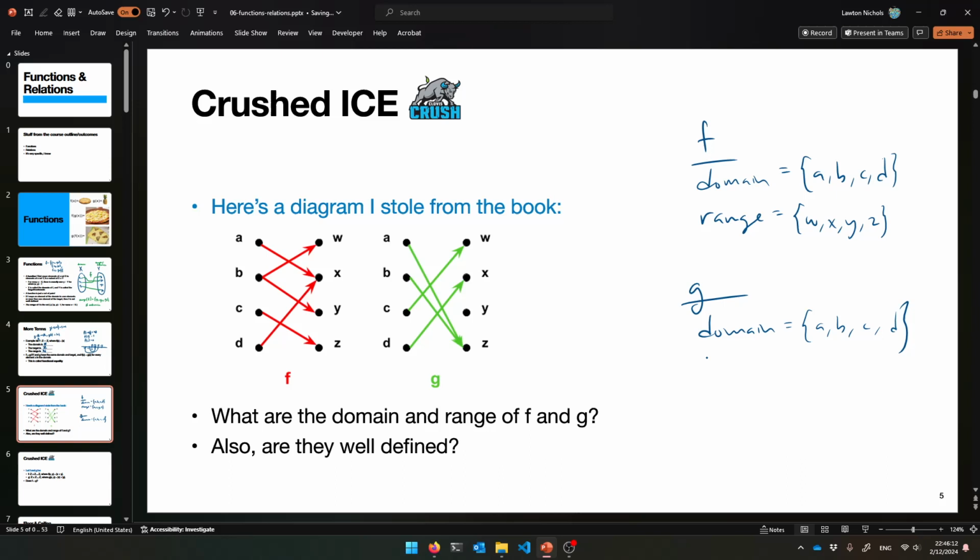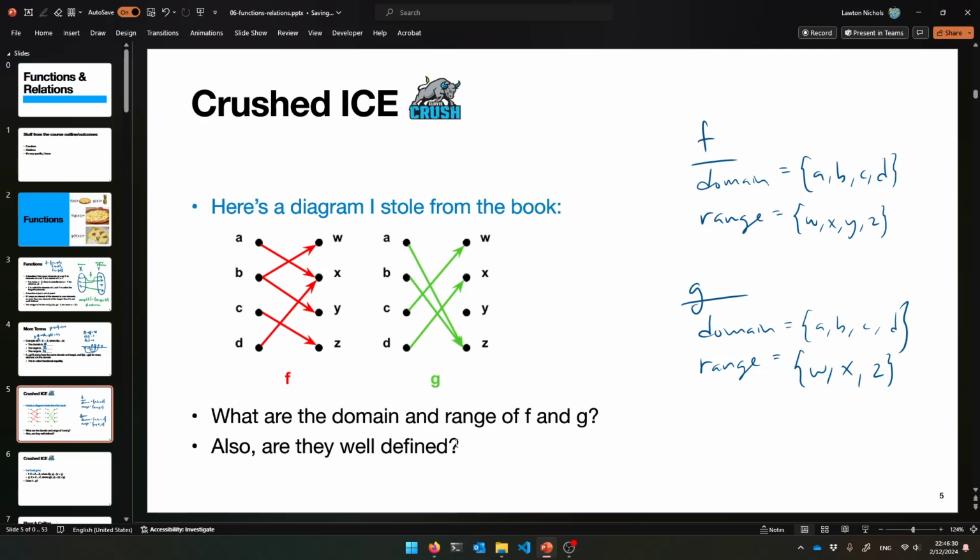And the range of G is going to be only the values hit, so it's W, X, and Z. Let me write a better X. There. So there's one difference.